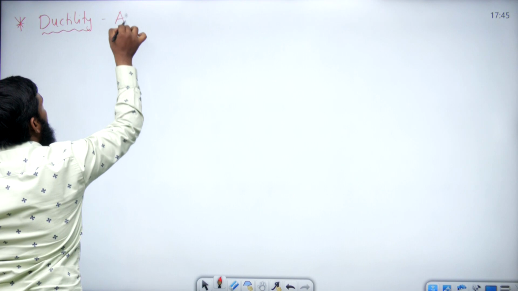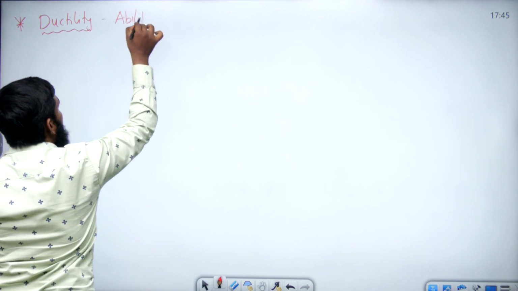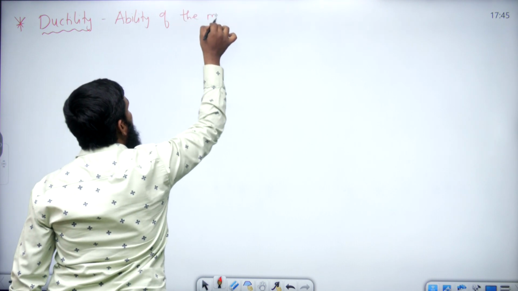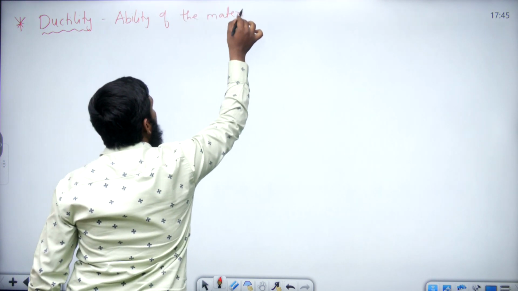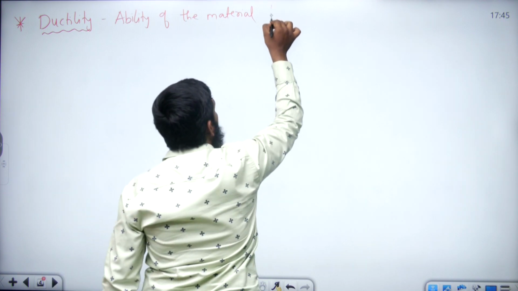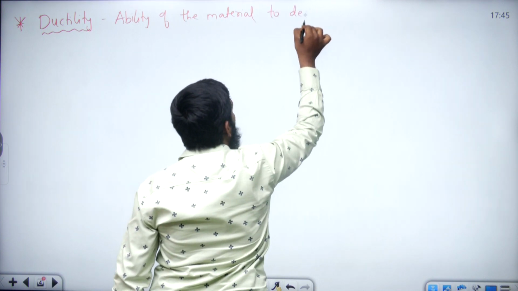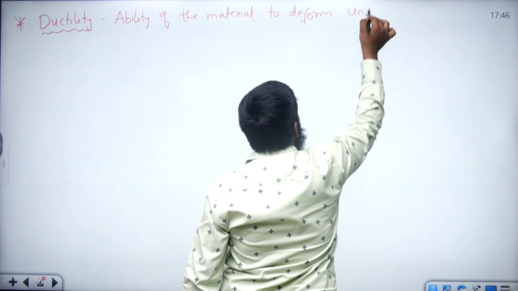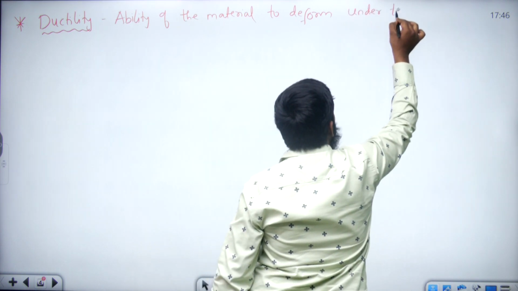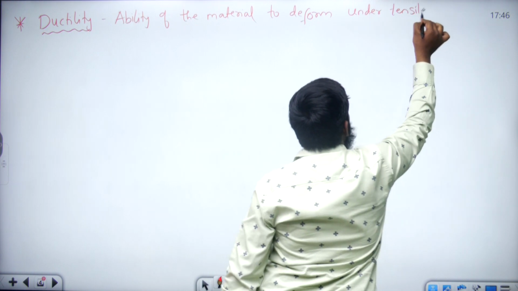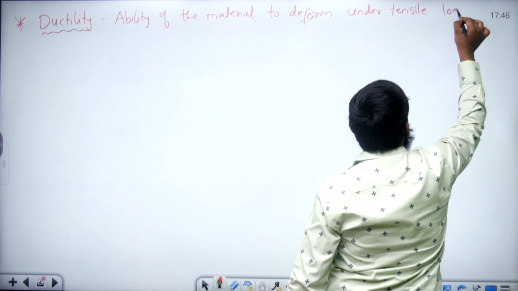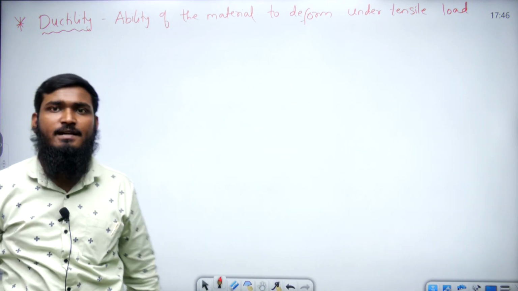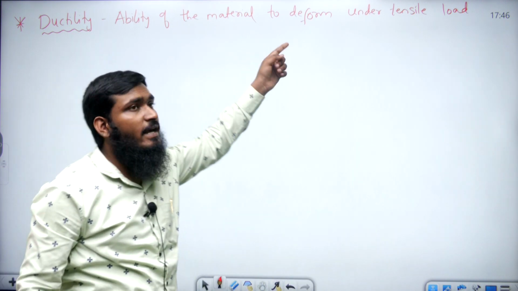Now, ductility: ability of the material to deform under tensile load. This is very interesting over here, ductility. What is the meaning of ductility? It means the ability of the material to deform.